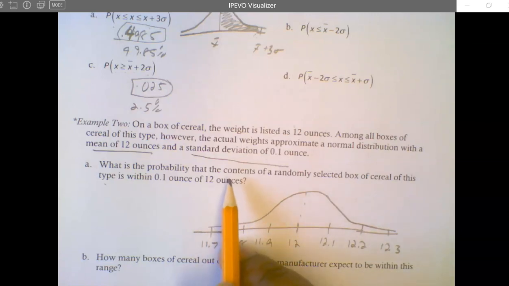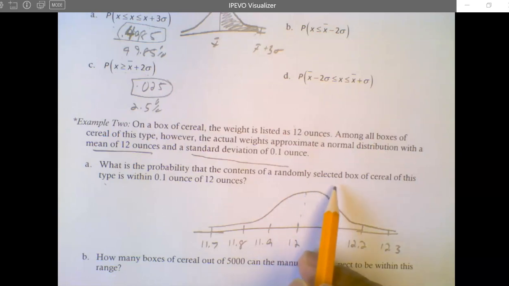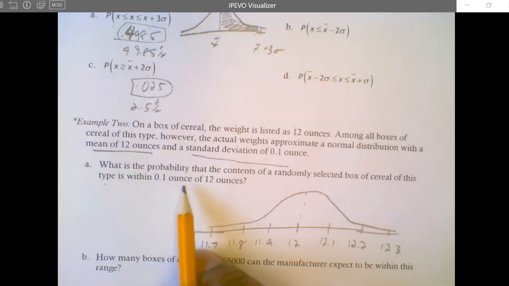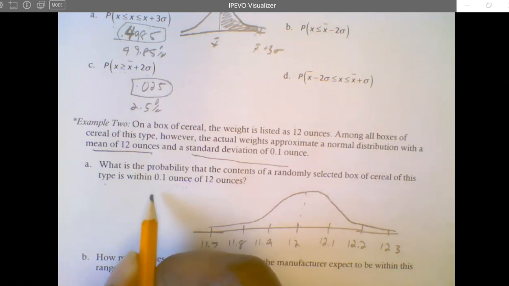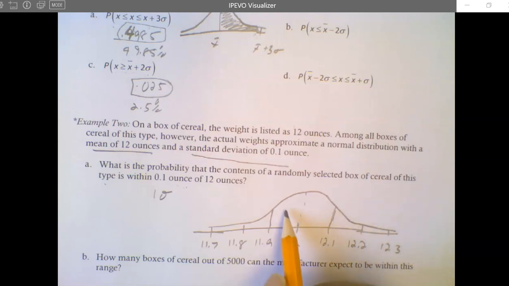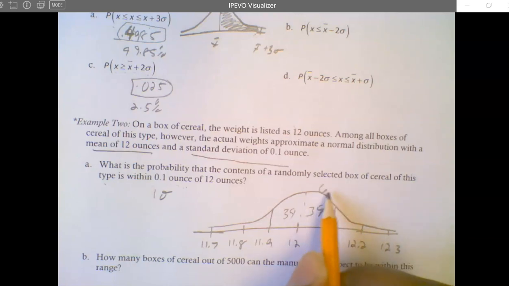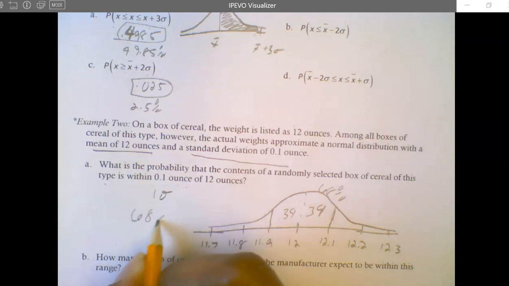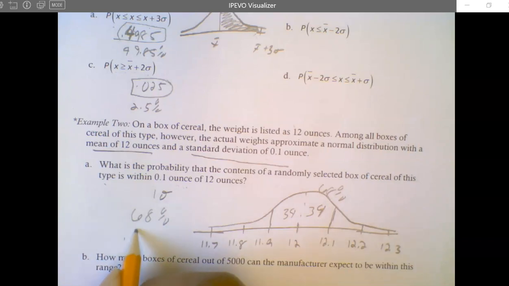It says, what is the probability that the contents of a randomly selected box of cereal of this type is within 0.1 ounces of 12 ounces? So it's basically saying within 1 standard deviation. That's what the standard deviation is. So this is 0.1 ounce on the left, and this is 0.1 ounce on the right. If you remember, it's 34% here and 34% here. So it gives you a 68% chance of selecting a box of cereal that is within 0.1 ounce of 12 ounces. So you can call it 68%, or as a decimal it is 0.68.